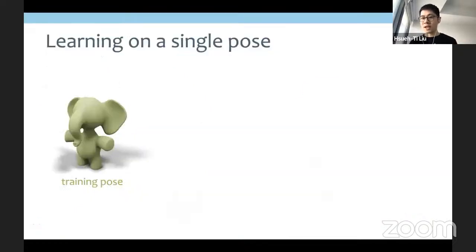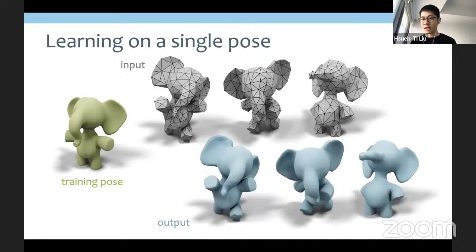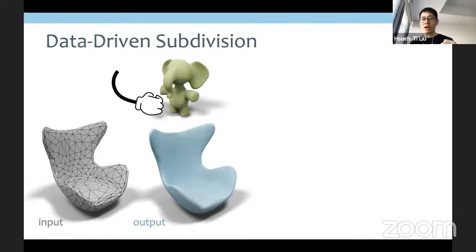And we can also do the same thing. We can take this elephant in a T-pose, train on this T-pose and test on all these different poses. And again, we can still generalize to all of them. So the fact that we are so data efficient, needing only a single shape to train, and so good at generalization, gives us a very new way of doing subdivision, which we call data-driven subdivision. Basically, starting from this input, a user simply needs to provide the network different training data.